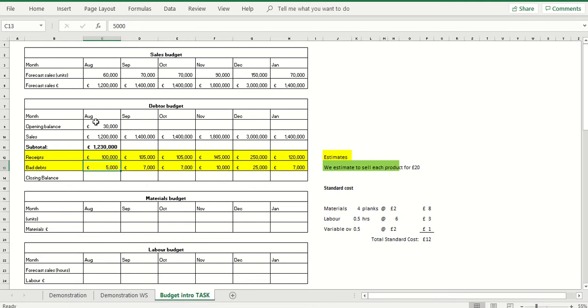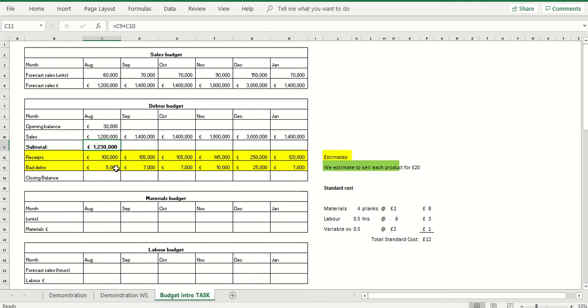So let's use all of these items here. What we need to do is calculate the closing bank balance. Up here we had our subtotal of £1,230,000, so that's what we expected our customers to owe us now. But if they pay us in the month of August £100,000, well, they paid us that £100,000, so they don't owe us that money anymore. So we're going to subtract that.